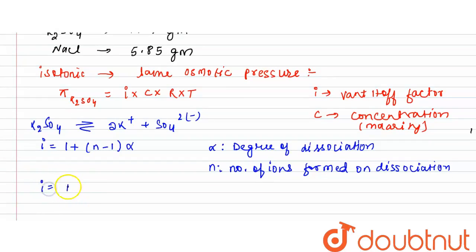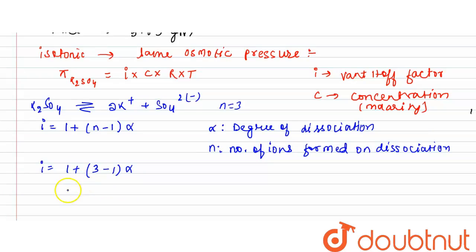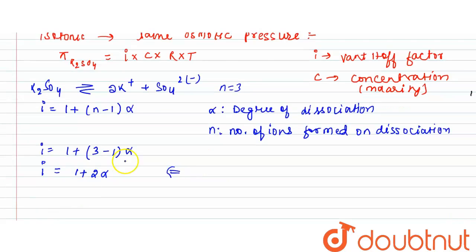So you can write here I is equal to 1 plus, what is the value of n? The number of ions formed on dissociation is 3. You can see here n is equal to 3. So it is 3 minus 1 into alpha. Since we don't know the degree of dissociation of K2SO4, we will write it as it is. So the value of I will be 1 plus 2 alpha. This is the value of I. Now what is the value of molarity?